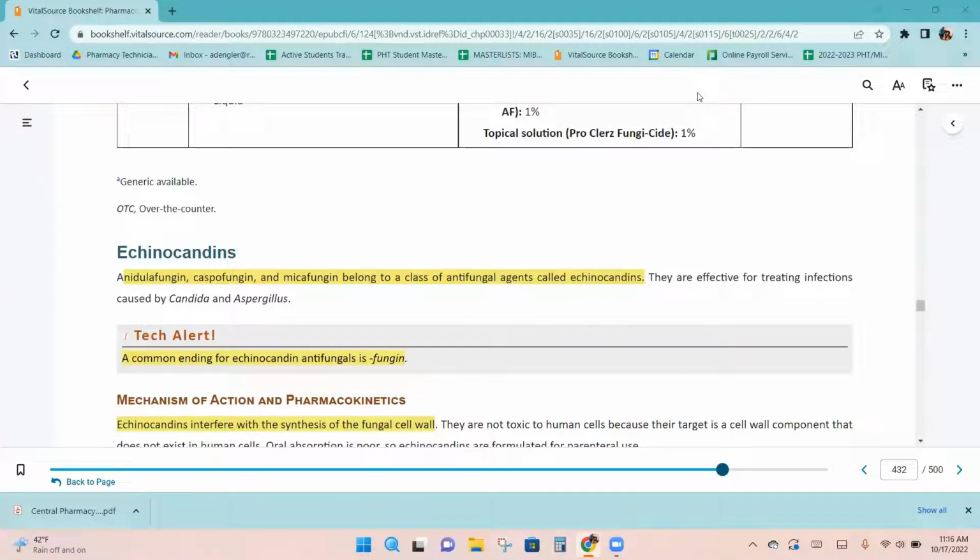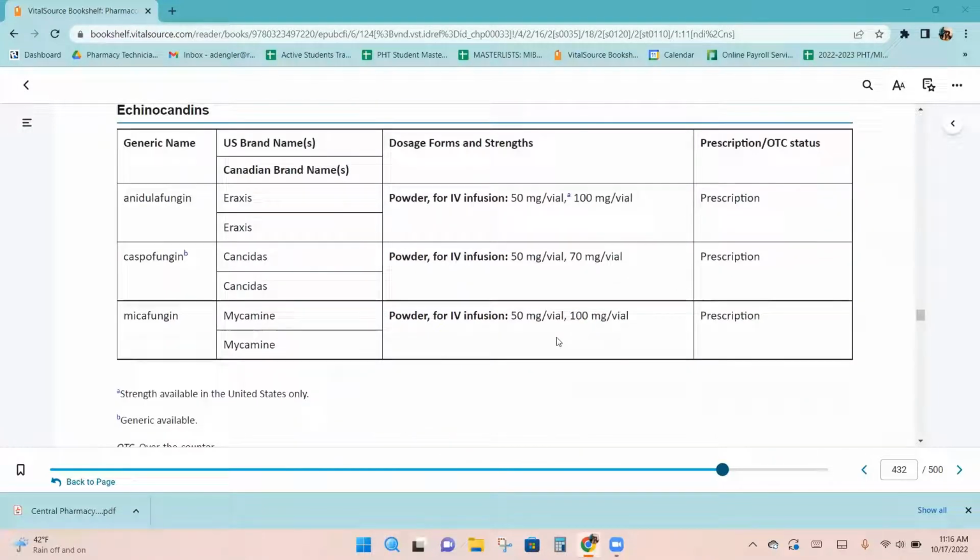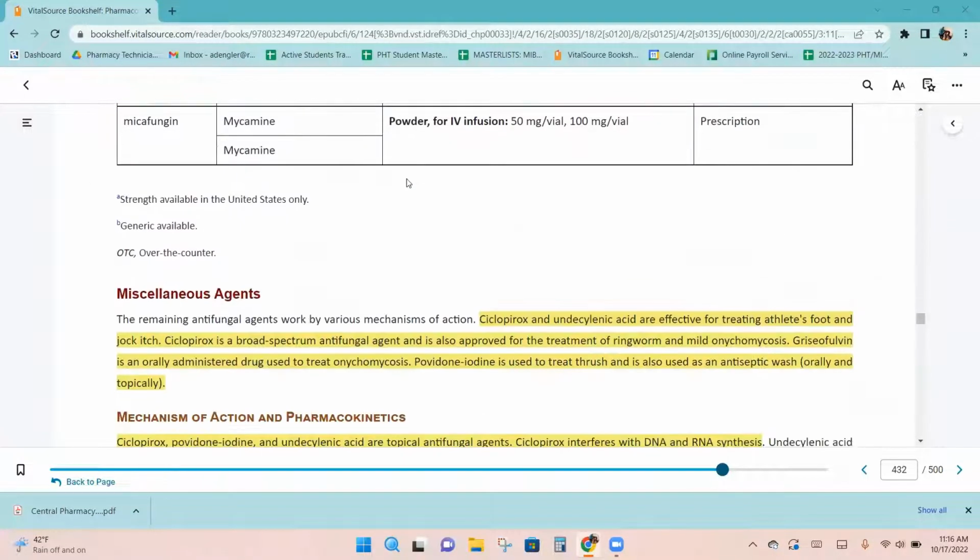Anidulafungin, caspofungin, and micafungin belong to a class of antifungals called echinocandins. They are effective for treating infections caused by Candida and Aspergillus. A common ending for these antifungals is fungin. They interfere with the synthesis of the fungal cell wall. They are not toxic to human cells because their target is a cell wall component that does not exist in human cells. Oral absorption is poor, so it is formulated for parenteral use only. So you can see the three of them, and they're all available as powder for IV infusion only.